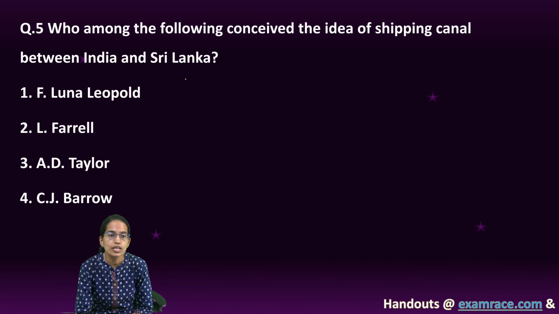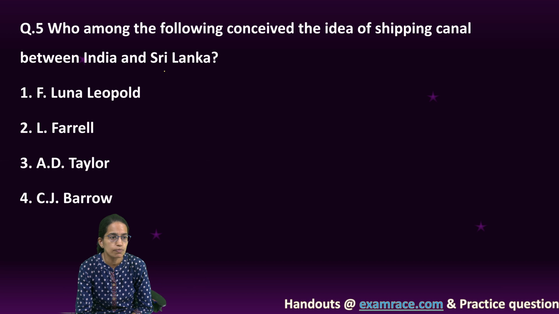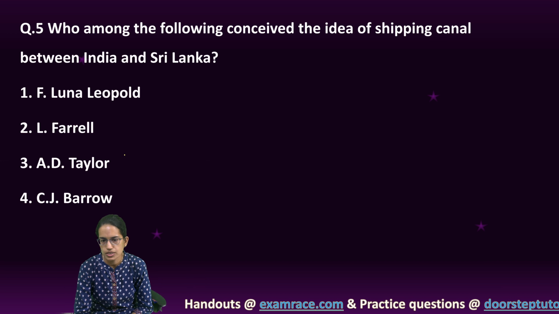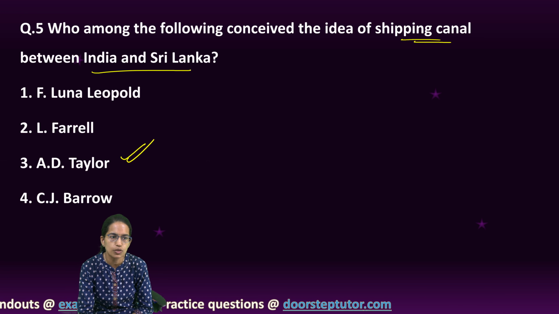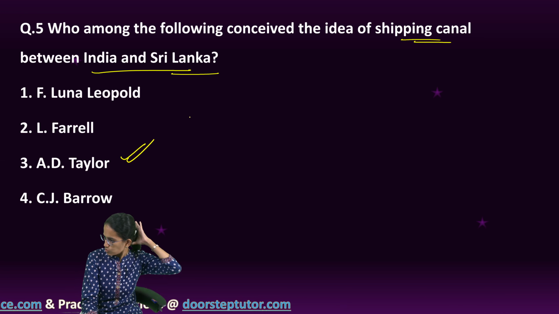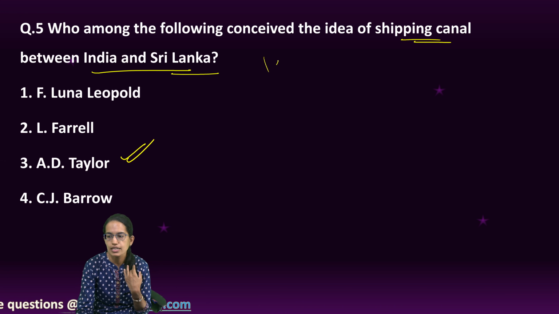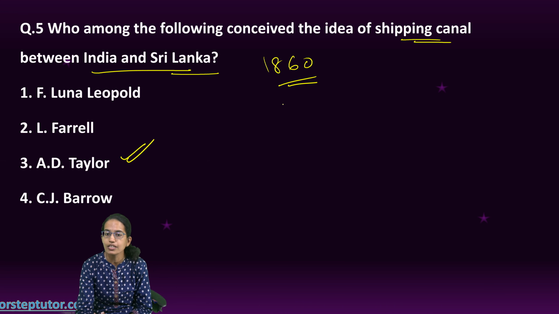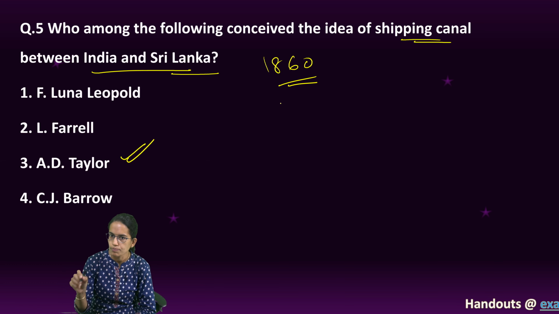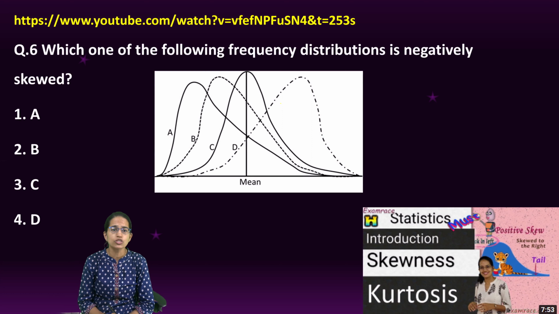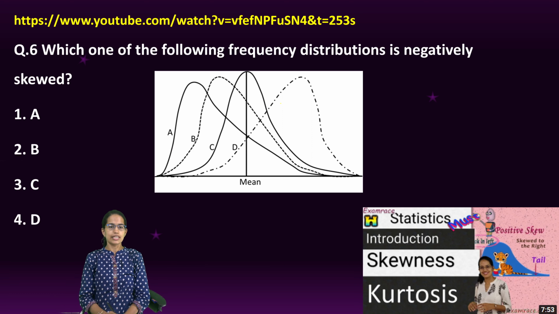Which of the following conceived the idea of shipping canal? A very important question. A.D. Taylor talked about a shipping canal that can exist between India and Sri Lanka, and this was an interesting project that started in 1860, and based on which the Setu Samudram project was designed on the Palk Strait between India and Sri Lanka.